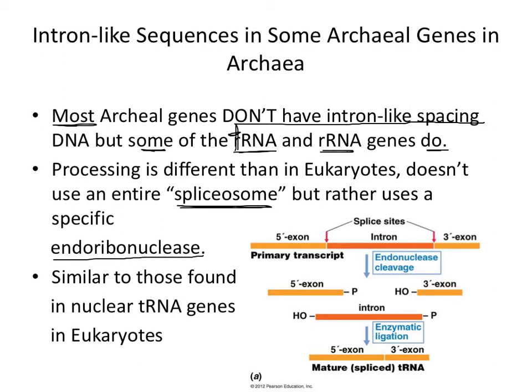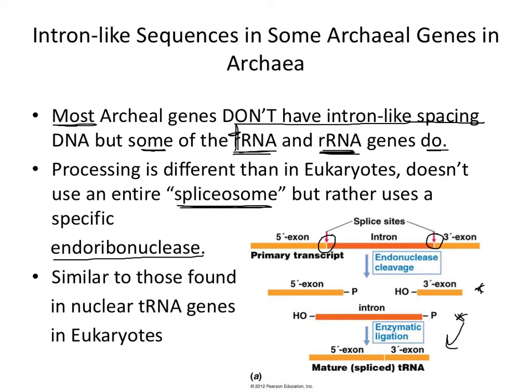And that endoribonuclease is able to recognize splice junctions, cut at the splice junctions, that's what's seen down here, the result of that cutting, and then enzymatically ligate together the exon DNA, leaving a mature RNA transcript. And remember, this is seen only in tRNA and rRNA genes, so not messenger RNA as is seen in eukaryotes.